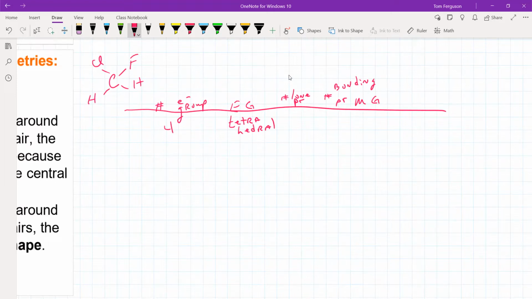Okay. How many lone pairs are there? Non-bonding lone pairs. We're only doing central atom, carbon. 0. How many bonding? Okay, that means the molecular geometry. Remember, when the non-bonding is 0, electronic and the molecular geometries are always the same. So that means this is going to be tetrahedral.